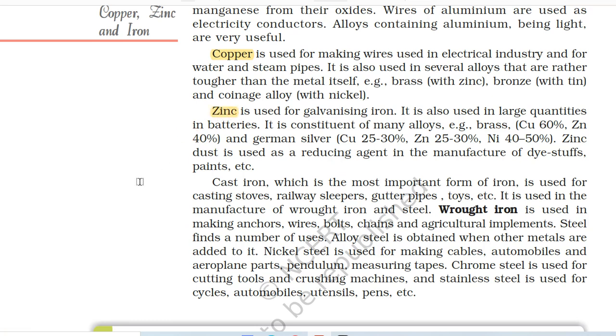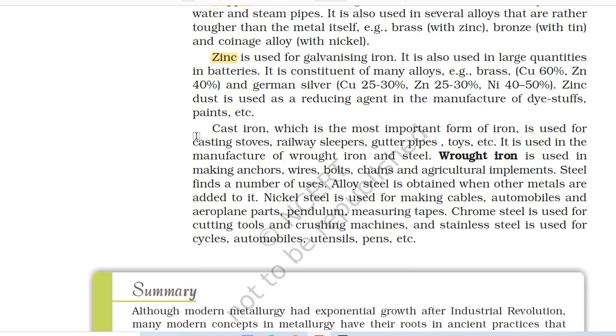It is also used in large quantities in batteries. It's a constituent of many alloys. For example, brass: copper 60%, zinc 40%, and German silver: copper 25 to 30%, zinc 25 to 30%, and nickel 40 to 50%. Zinc dust is used as a reducing agent in the manufacture of dye stuffs, paints, etc.